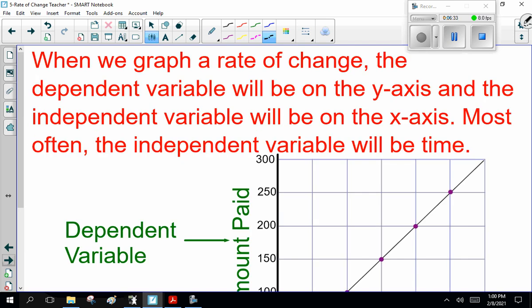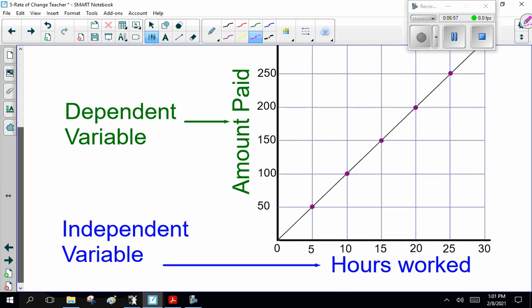All right, moving on. When we graph a rate of change, the dependent variable will be on the y-axis, and the independent variable will be on the x-axis. Most often, the independent variable will be time. So, hours worked is independent, except the boss says go home early, or you need to work extra time, you have no control over that. The dependent variable, the amount you're paid, depends on how many hours you work.